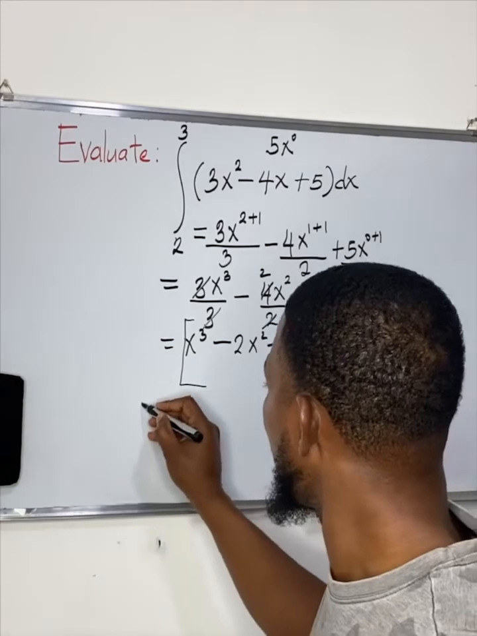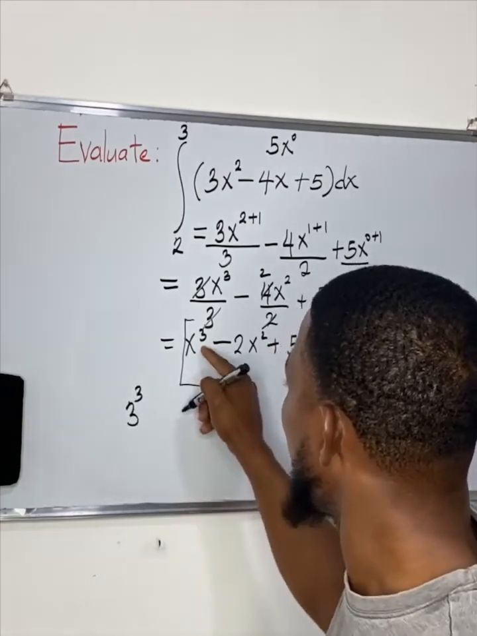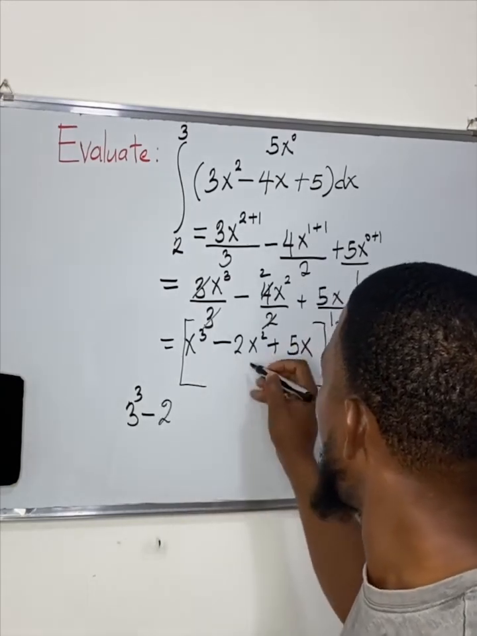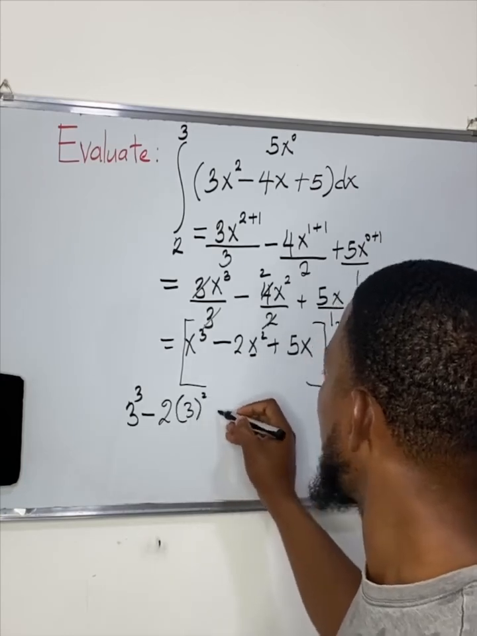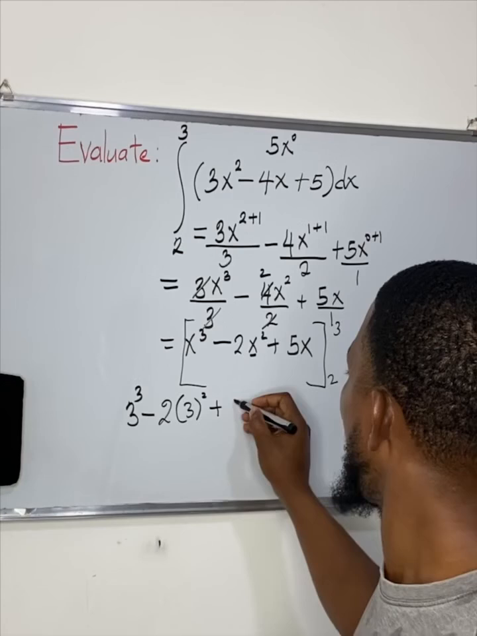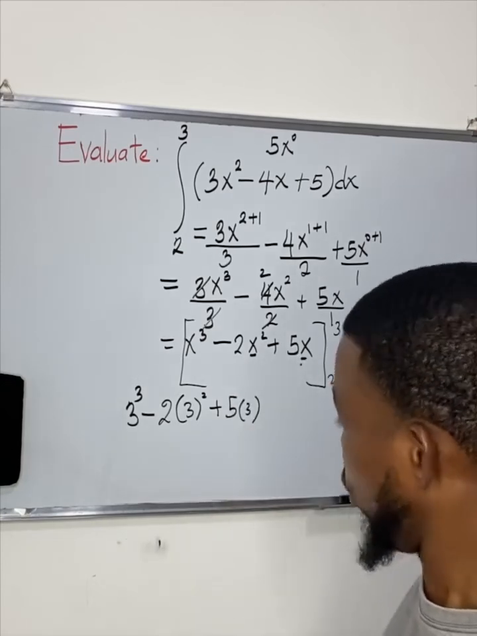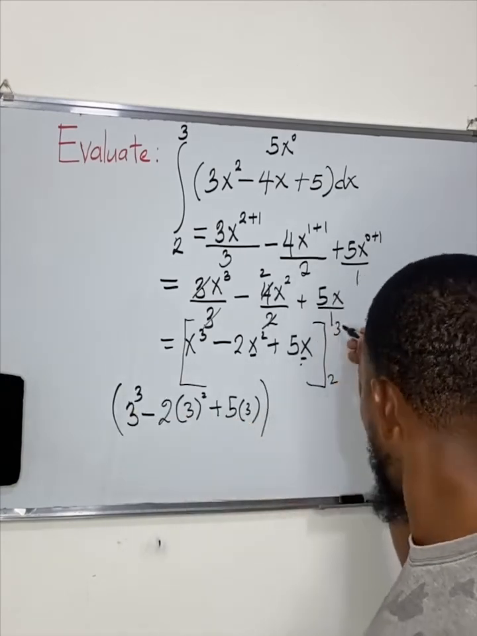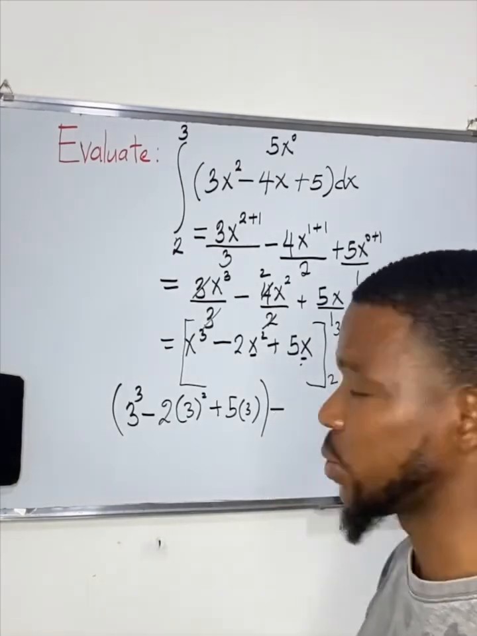So we have 3 to power 3, minus 2, we have x here, wherever you see x, you put 3 squared, then plus 5. I see another x here, I'm going to put bracket 3, bracket close. So we subtract the lower limit from the upper limit, we put minus.